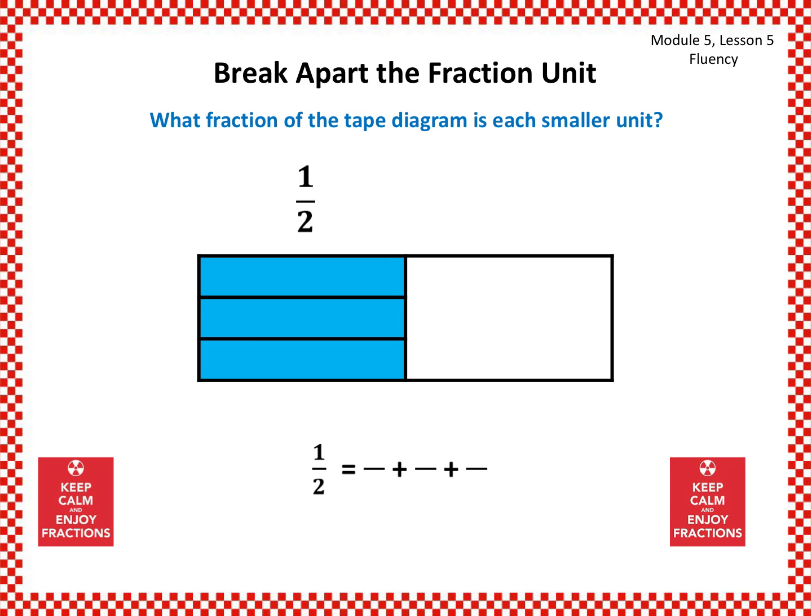So what we would do is just continue. We would finish that for the whole. And now we can see that we have 1, 2, 3, 4, 5, 6 parts. So each of those parts is worth 1/6. So we have 1/6, 1/6. So 1/2 is the same as 1/6 plus 1/6 plus 1/6, which is what? That is 3/6.